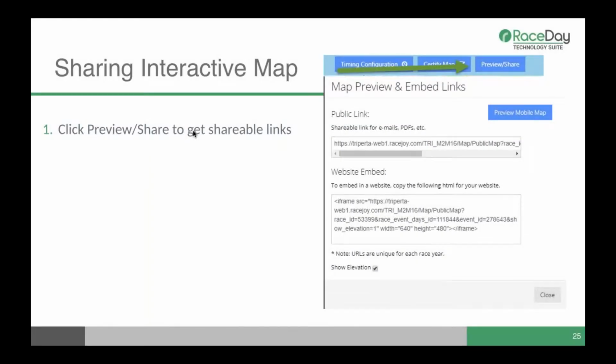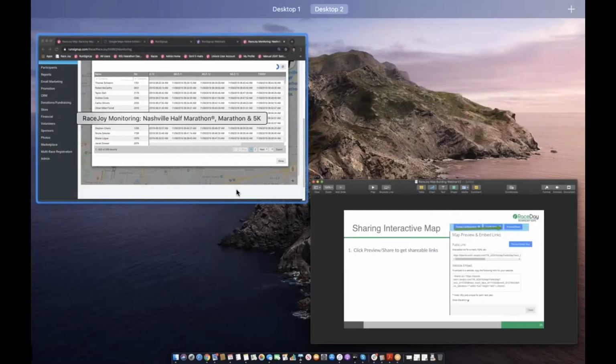We also give you the ability to share or embed your maps on your own website. In the map builder, if you select preview and share, you can either copy and paste a shareable link for emails, PDFs, or social media, or you can copy the HTML code and paste that into your website. So we'll take a look really quickly at what that looks like.